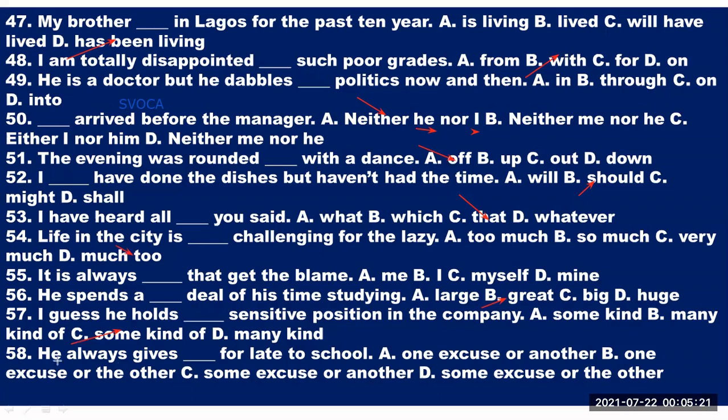Question 58, he always gives dash for coming late to school. A, one excuse or another is not correct. B, one excuse or the other, this is appropriate. C, some excuse or another, not correct. D, some excuse or the other, not correct. No, one excuse or the other is actually correct.